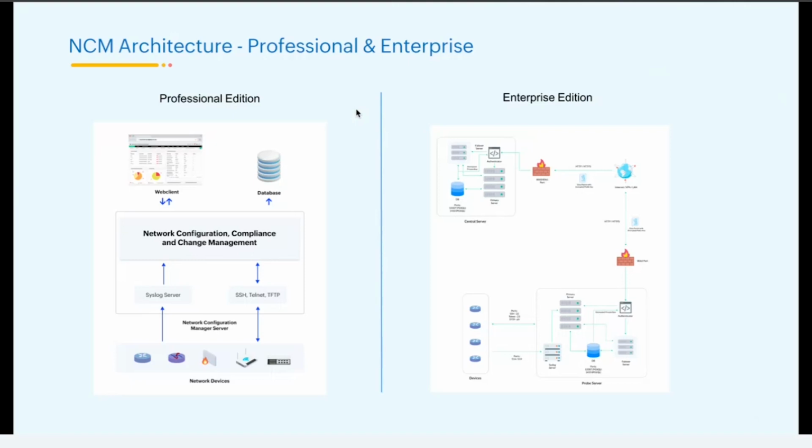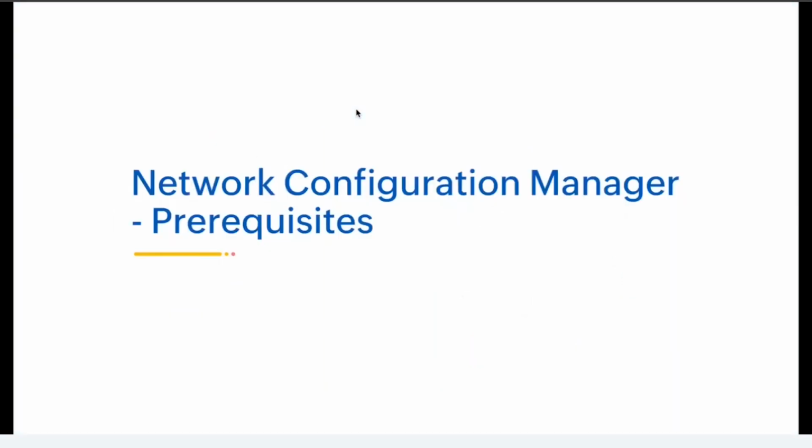So the headquarters will know what changes are happening in all the locations. In this way, you can easily know which location, what changes are being done. It minimizes the cost also, as well as provides complete visibility. So this is the difference between the professional edition and the enterprise edition. Next, let us move on to the prerequisites of Network Configuration Manager.